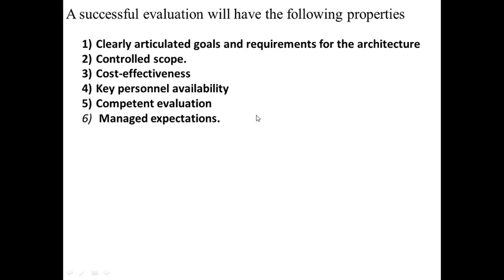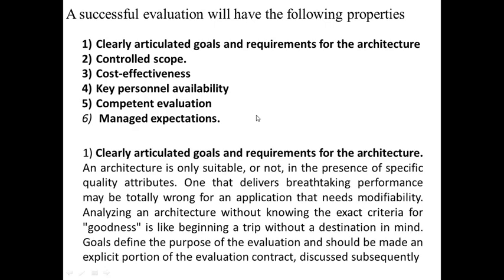Last one is managed expectations. Every project will have its own expectations. The expectations can be reached by conducting the pre-evaluation.